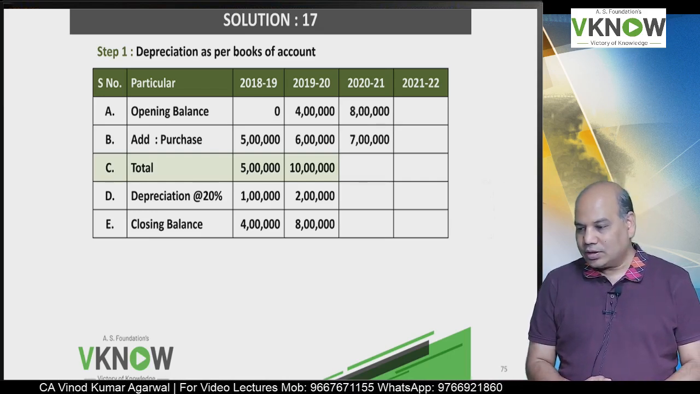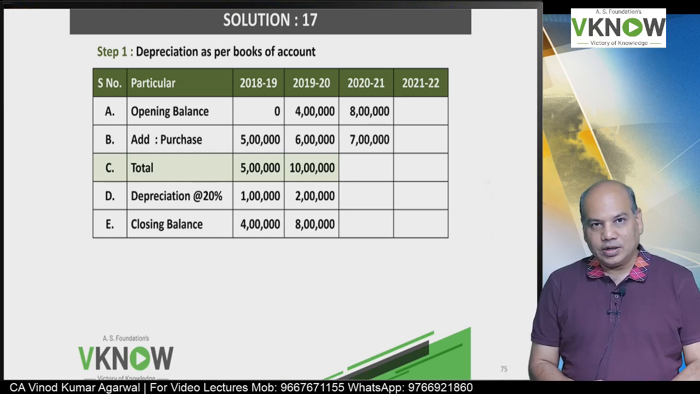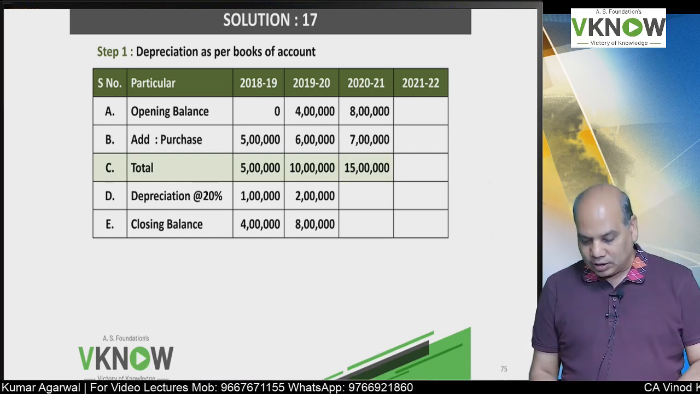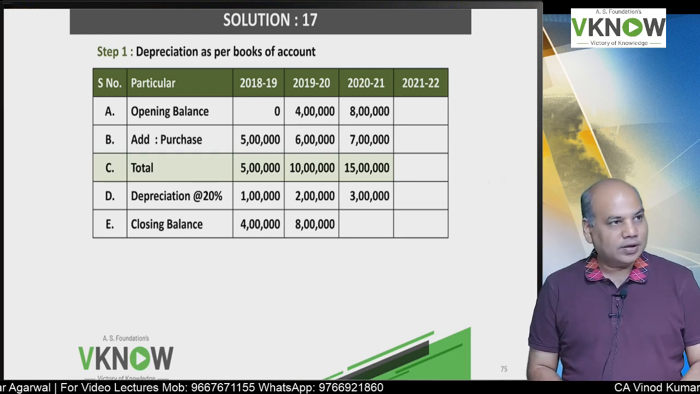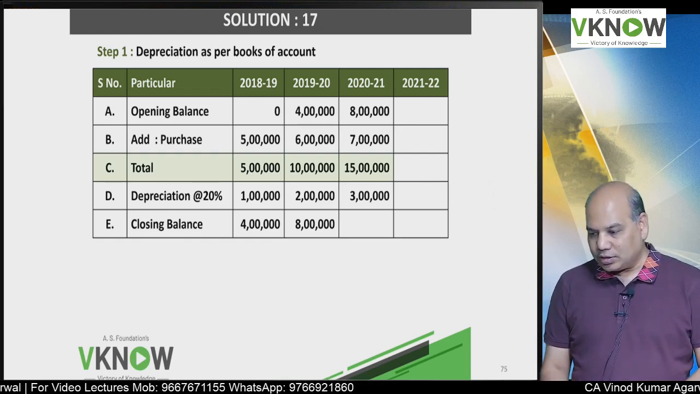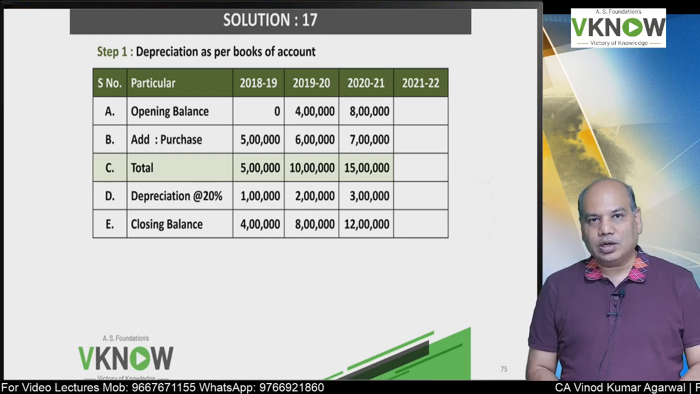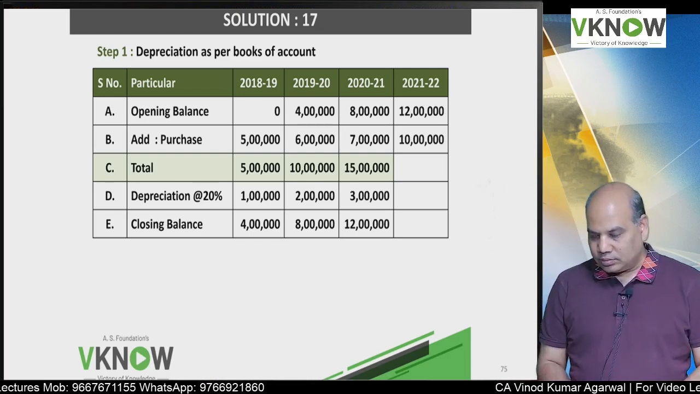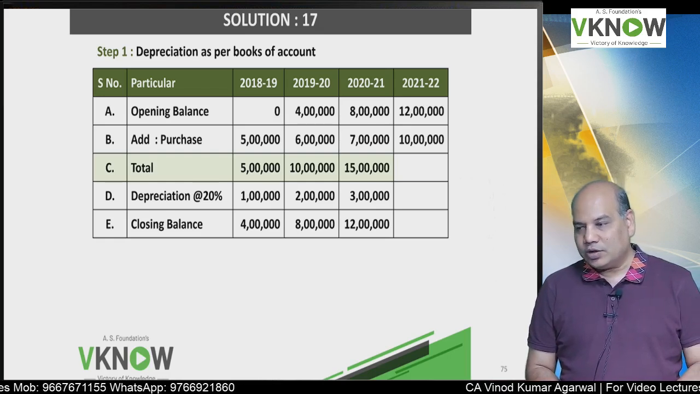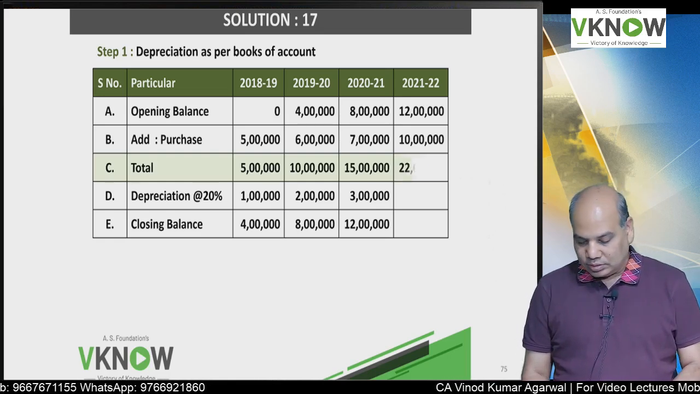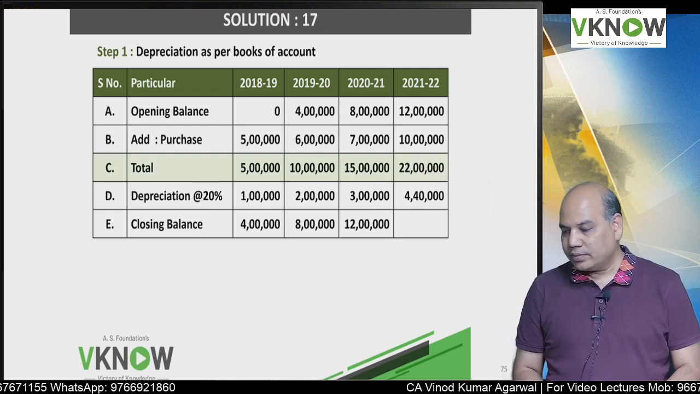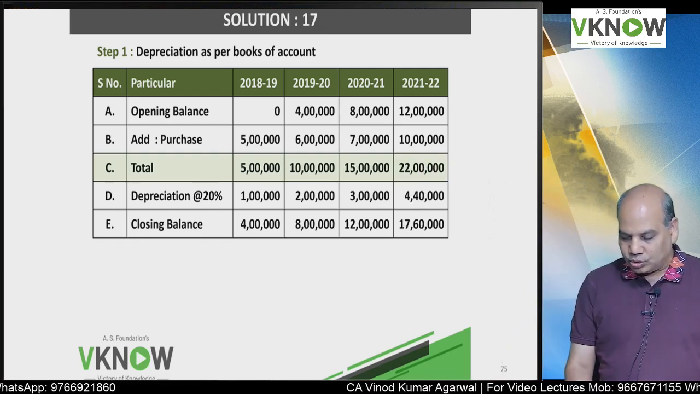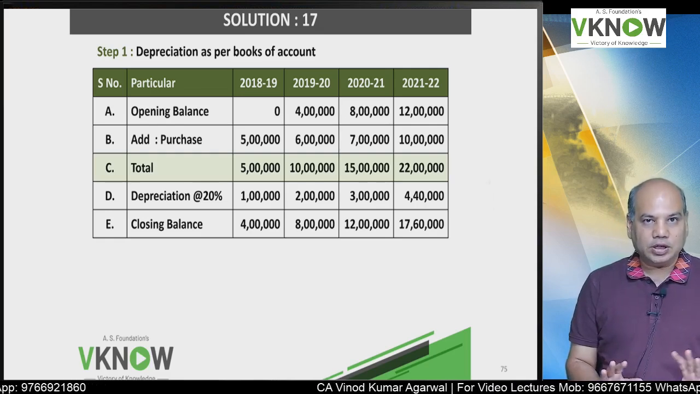Closing balance 8 lakh. Add purchase 7 lakh. Total 15 lakh. Depreciation 3 lakh. Closing balance 12 lakh. Next year opening balance 12 lakh, purchase 10 lakh. Total 22 lakh. Depreciation 4 lakh 40,000. And closing balance 17 lakh 60,000. Any problem?